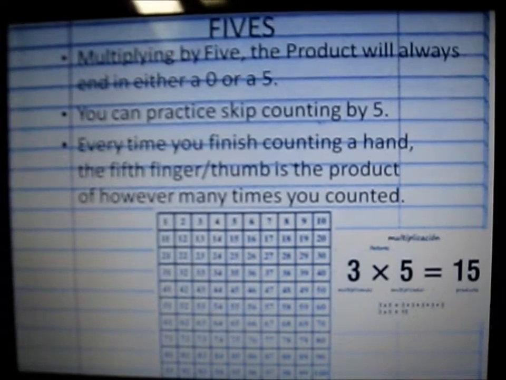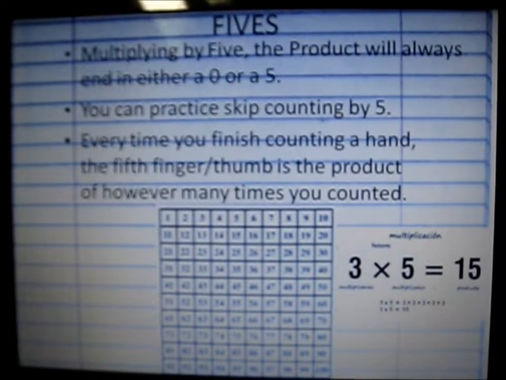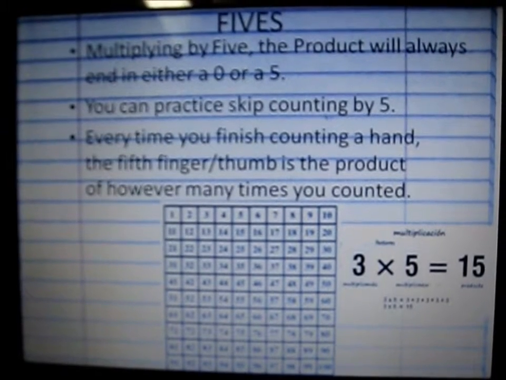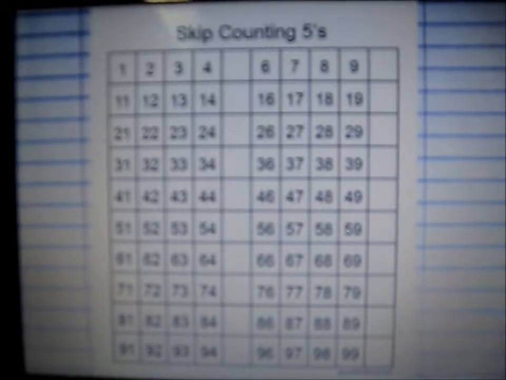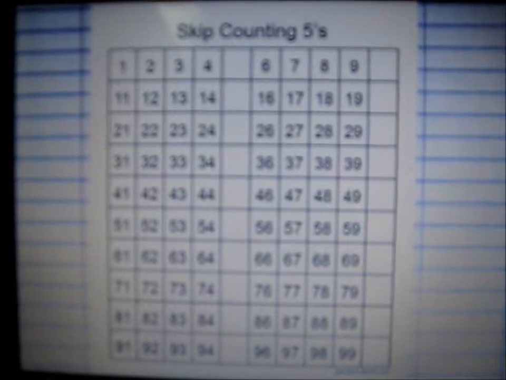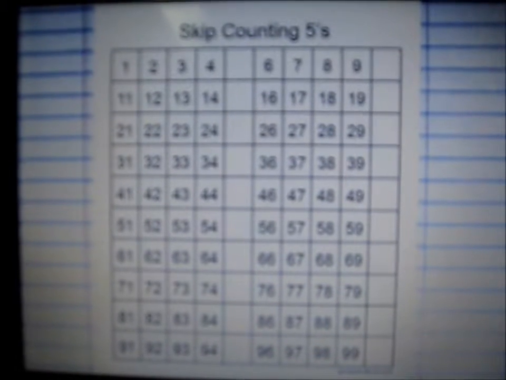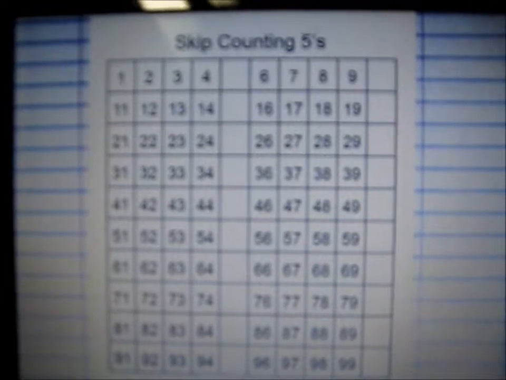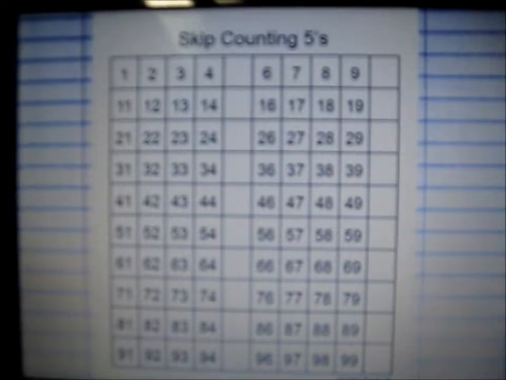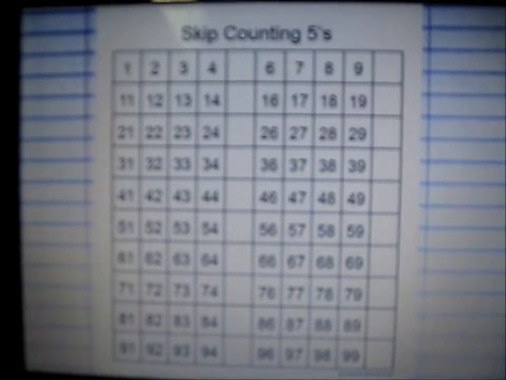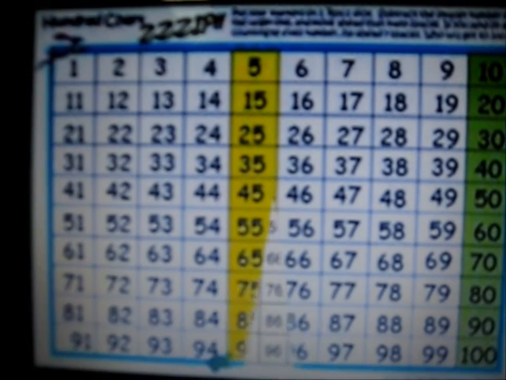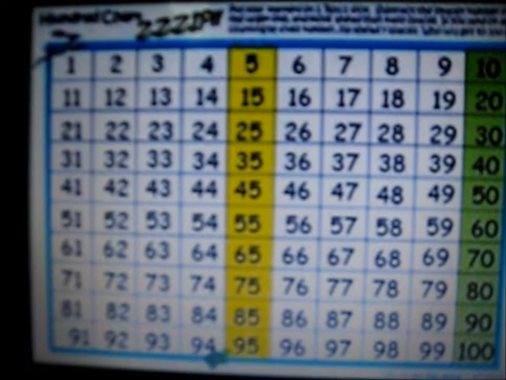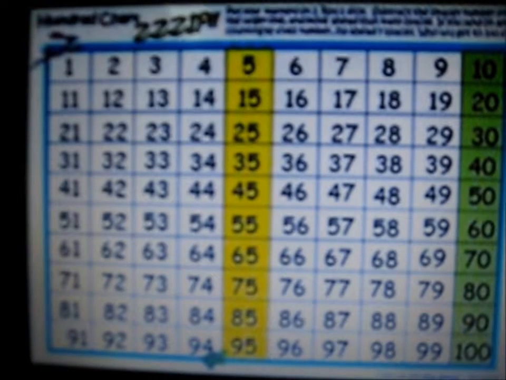Every time you finish counting a hand, the 5th finger or thumb is the product of however many times you counted. This is a skip counting by 5s chart. You'll notice that every 5th number has a blank square for you to practice. 1, 2, 3, 4, 6, 7, 8, 9, and so on. Another way to look at this is a 100 chart here, where every 5th number is either yellow or green.